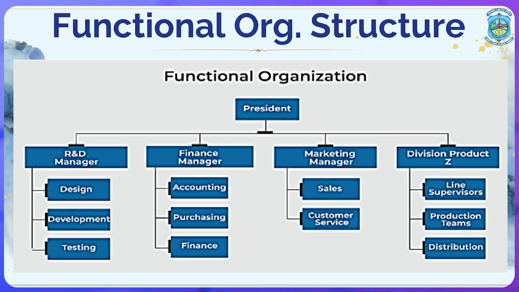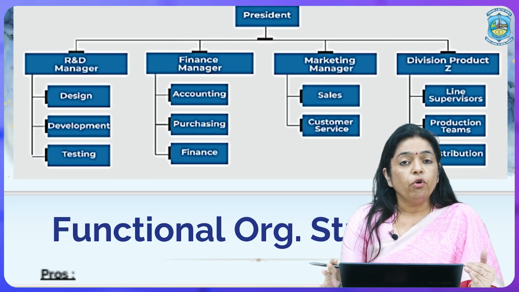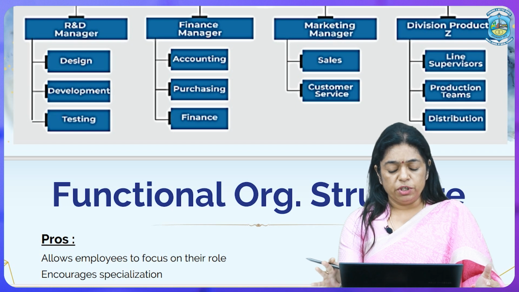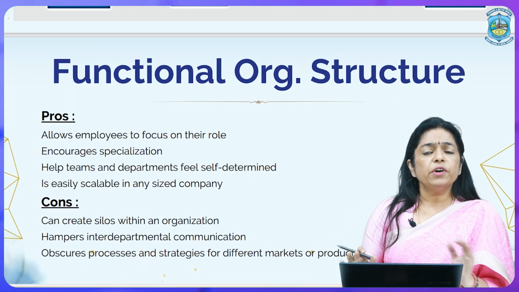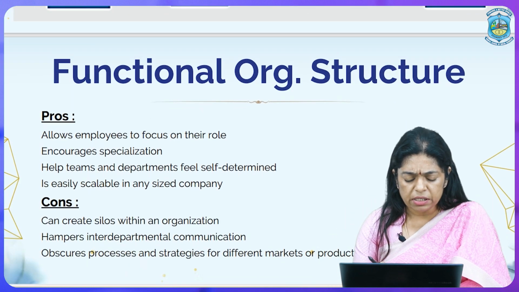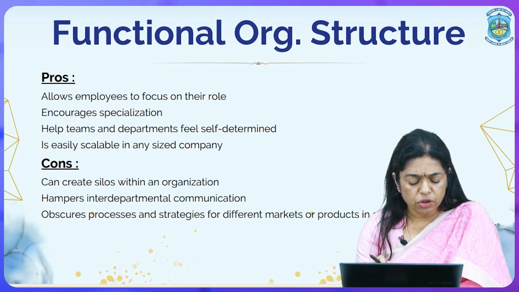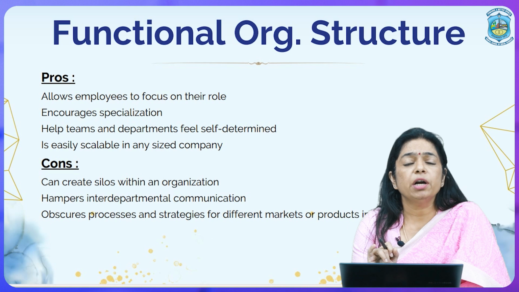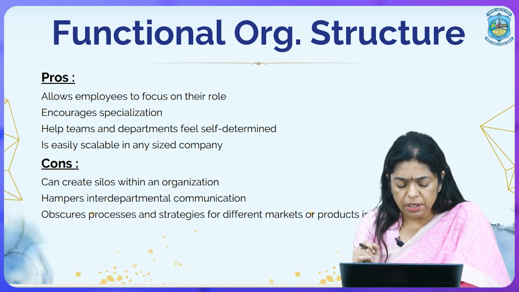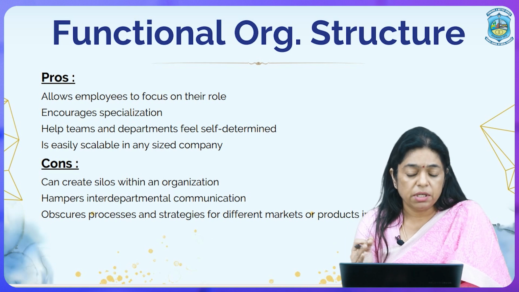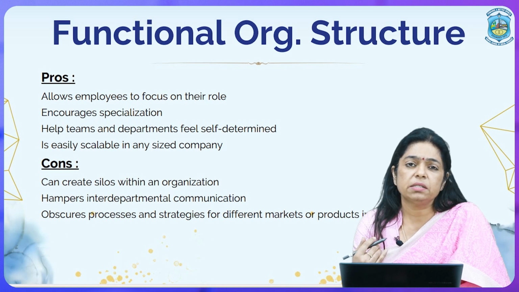They have their own organization structure so that the policies and plans can be executed in a simplified manner at the department level, and then it can be collected for fulfilling the organizational objectives. So, this functional organization structure allows employees to focus on their individual roles. It encourages specialization. It helps the teams and departments to feel self-determined, and it is easily scalable in any sized company.